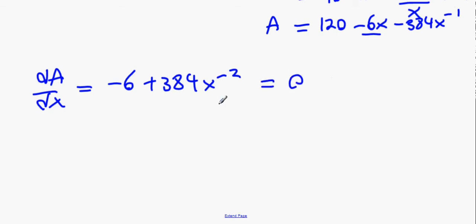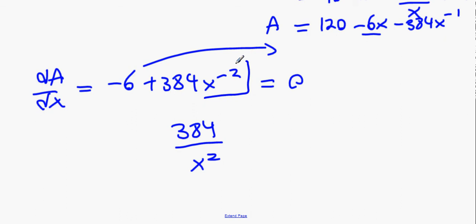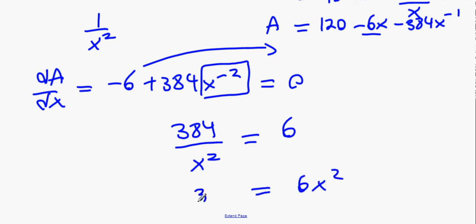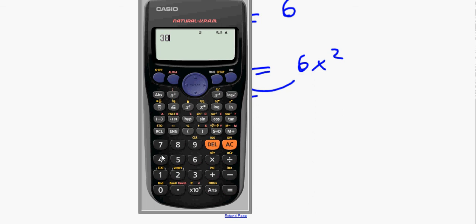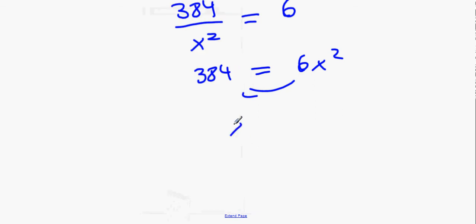This equals 0. So then bring the 6 over the other side, and what we're going to get is 384 all over x squared, because remember that's what x to the minus 2 means, 1 over x squared. And then we bring the 6 over the other side, so we get 6x squared equals 384. Divide by 6, so 384 divided by 6, we get 64. We're going to get x squared equals 64. This means x has got to be equal to 8.